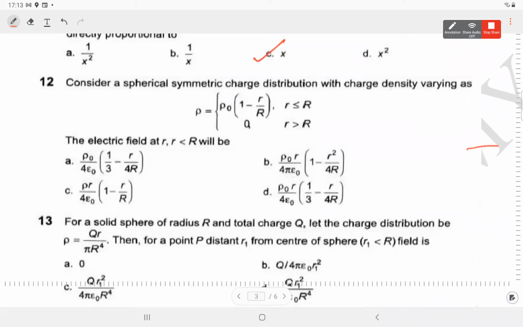Question number 12. Consider a spherical symmetric charge distribution with charge density varying as rho is equal to rho naught times 1 minus small r by capital R. Electric field at r less than R. So less than R के लिए हमें now we have to again apply the Gauss theorem. To apply the Gauss theorem, we need to calculate the total charge enclosed by it.